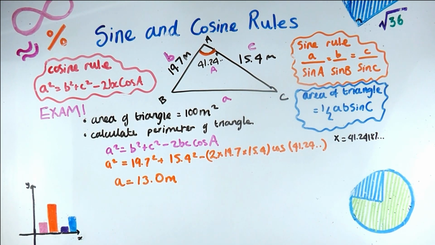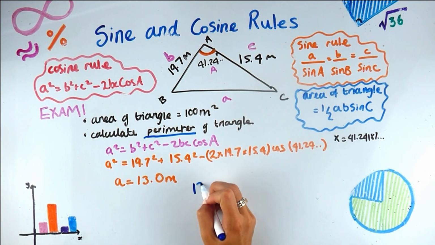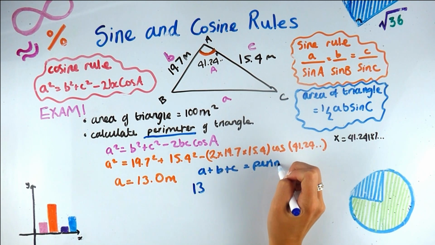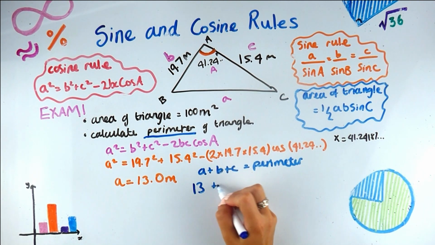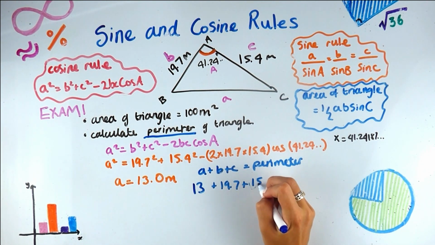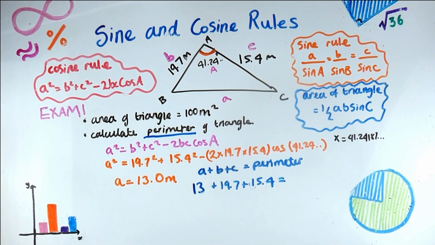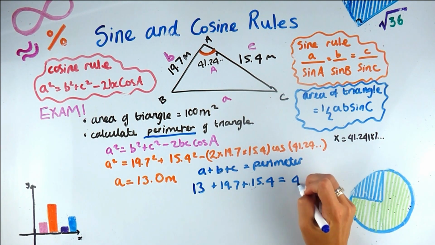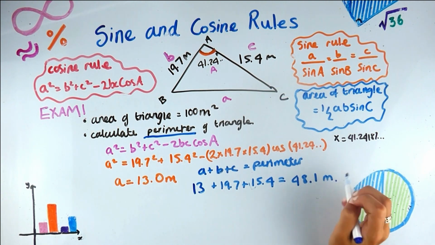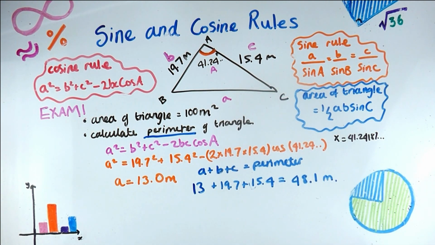I'm asked to calculate the perimeter, so I need to add up the sides. So I've got this A, so perimeter is A plus B plus C. So I've got my A plus my B plus my C. Oh, I can't just write C down, can't put that in the calculator. So the answer should be 48.1 metres. Okay, and again, at every step when you use the calculator, please keep your previous answer in there, don't round it too soon. We're going to do one more cosine example.